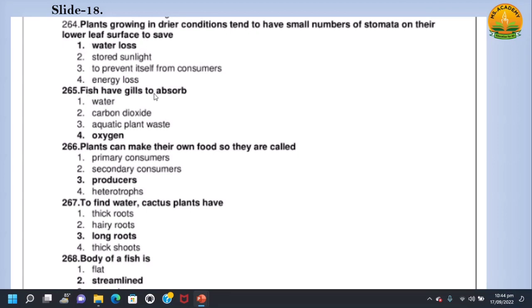Fish have gills to absorb, right option is 4, oxygen. Plants can make their own food, so they are called, right option is 3, producers. To find water, cactus plants have, right option is 3, long roots. Body of a fish is, right option is 2, streamline.